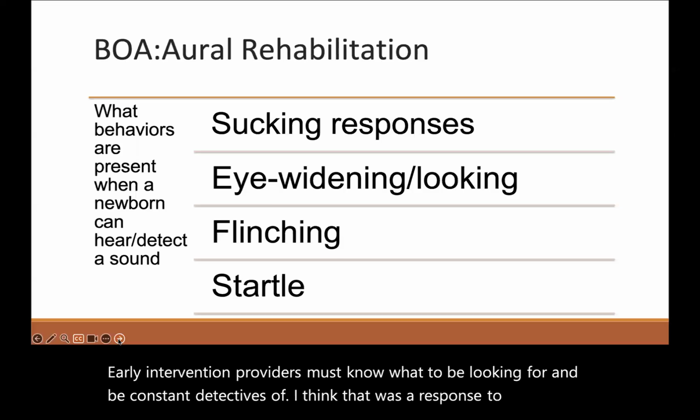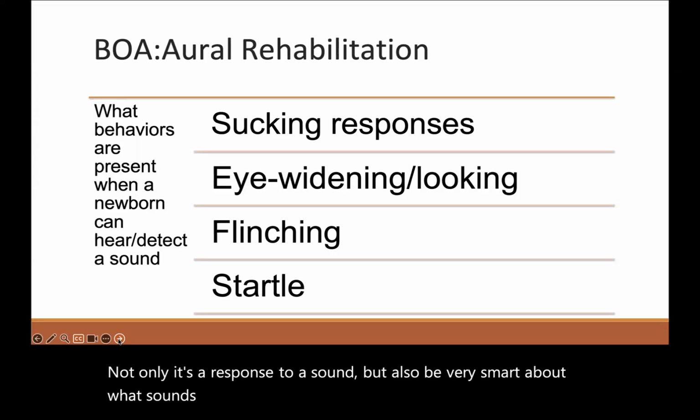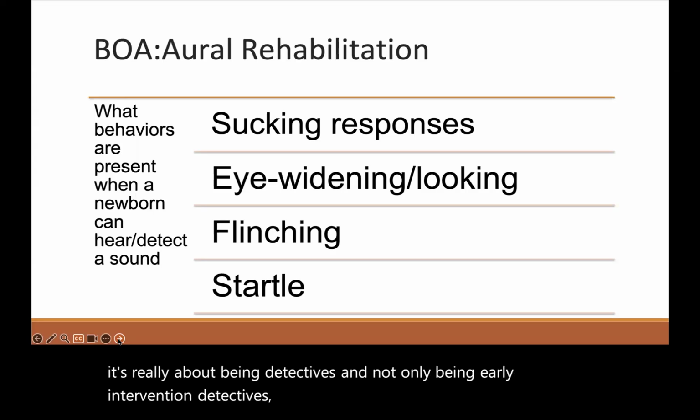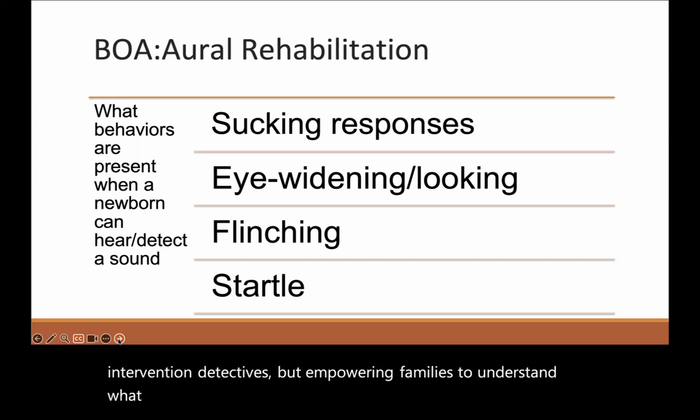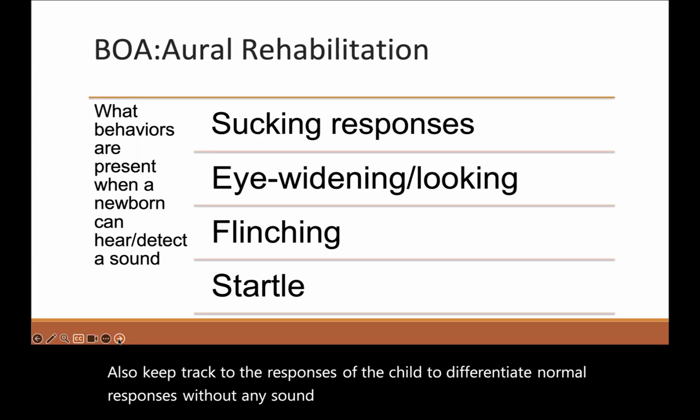Not only is it a response to a sound, but they must also be very smart about what sounds they're presenting and keeping good data on this. So it's really about being detectives, and not only being early intervention detectives, but empowering families to understand what these responses might look like and how they can also keep track of the responses of their child to differentiate normal responses without any sound present versus responses with sound. It's a key part that is often overlooked.